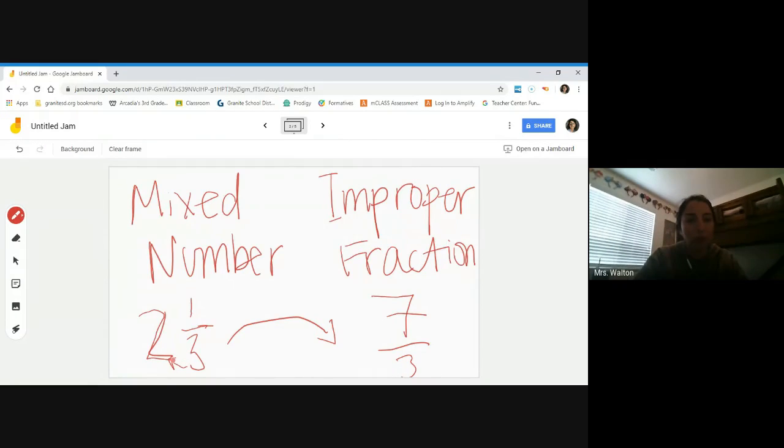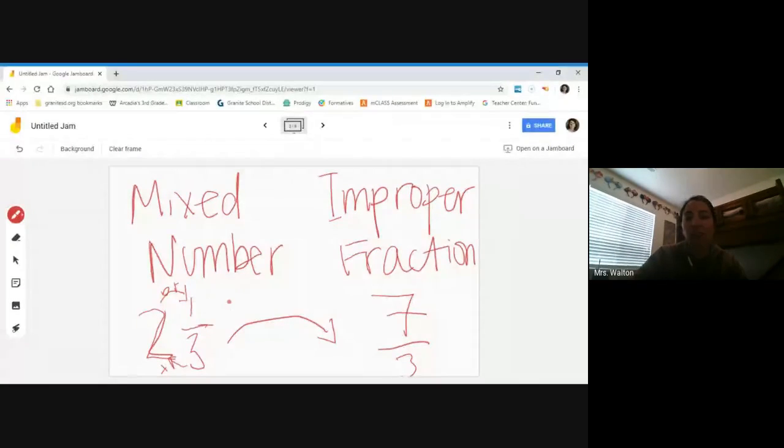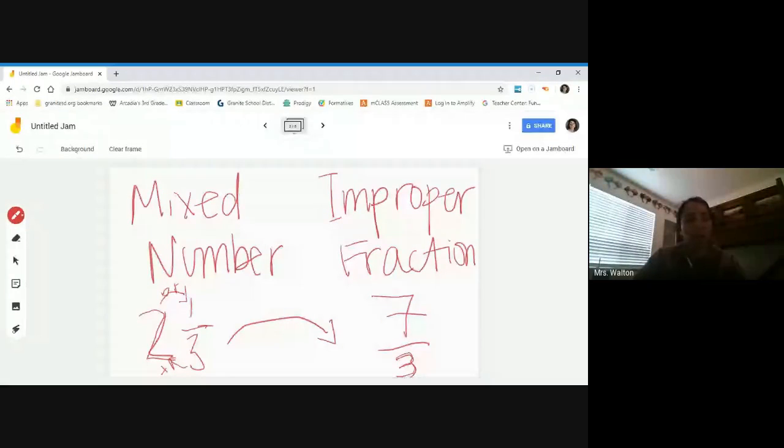3 times 2 is 6, and we add our 6 to our 1. 6 plus 1 gets us 7. So we have 7/3. Our denominator stays the exact same. Our numerator, we just do the circle and have our numerator there.